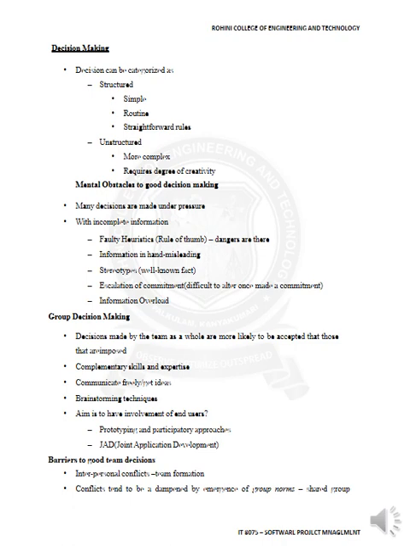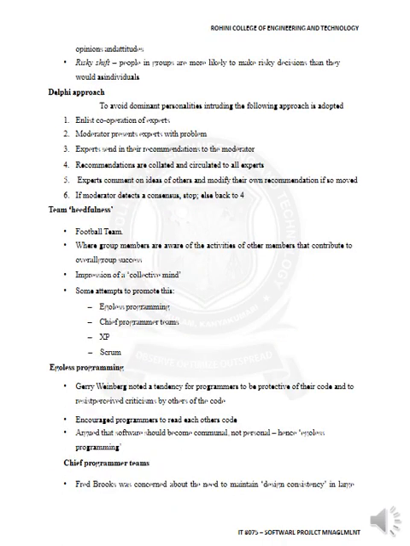Group decision making. Complementary skills and expertise, communicate freely and get ideas. Brainstorming techniques can be implemented. You will be having prototyping and participatory approaches, so joint application development. Barriers to good team decisions: interpersonal conflicts in the team formation. Conflicts tend to be tamed by the emergence of group norms. Risky shift: people in groups are more likely to make risky decisions than they would as individuals.